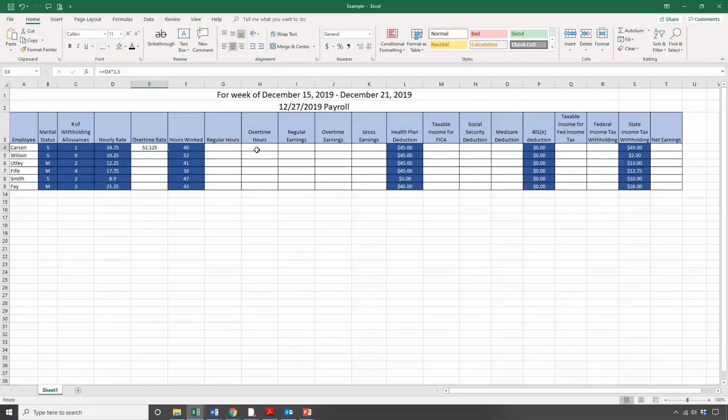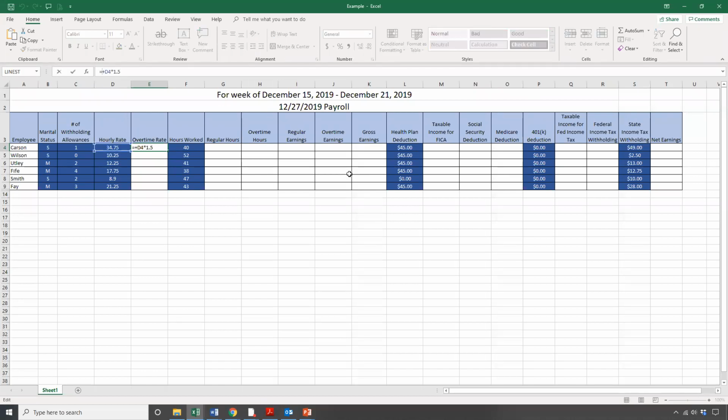Excel will automatically round the numbers down to 2 decimal places, so it doesn't extend out like you see here for the overtime rate. Some companies round their numbers, some companies don't round their numbers. So it's up to you how you want to round this, but I round all of my numbers.